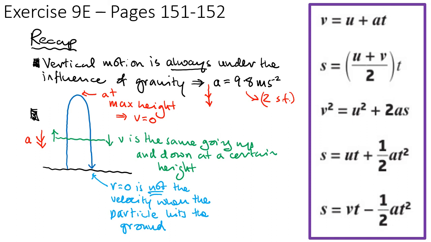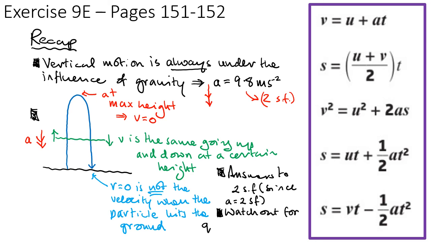And last couple of things to watch out for. Answers. We want to give to 2 significant figures. That's because A is given to two significant figures. And watch out, sometimes they ask you to use a different value for A, like 10. So just watch out for questions where A is equal to 10 meters per second squared. They ask you to use that for your working. Obviously that's going to change your answer.